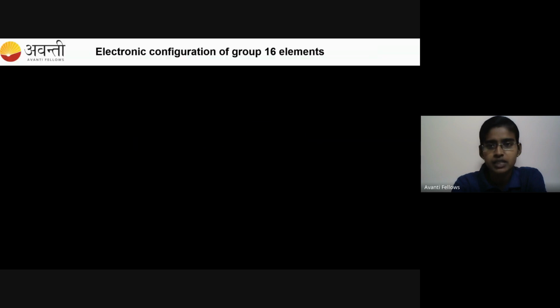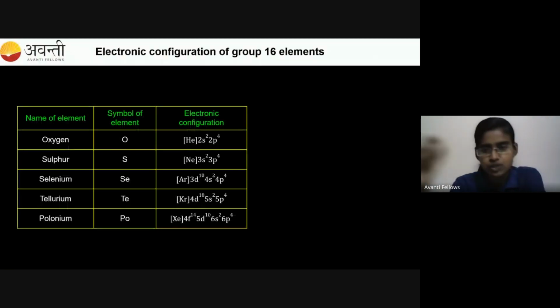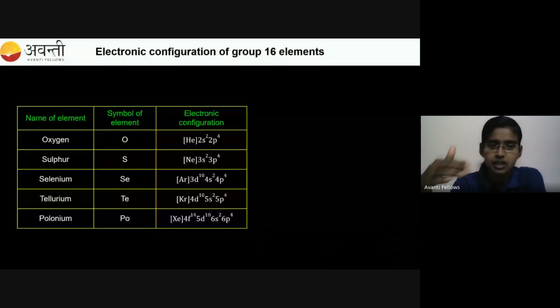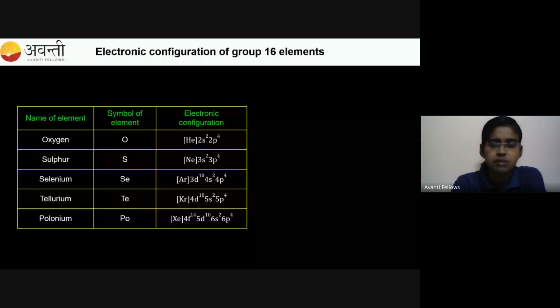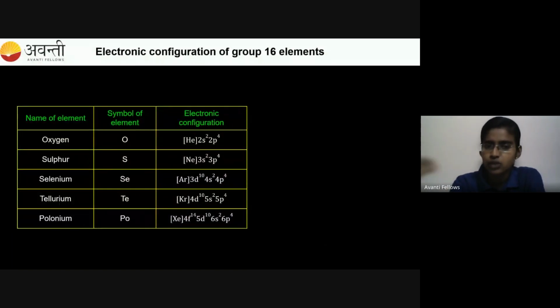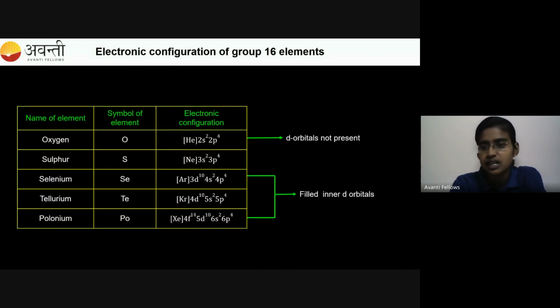The first physical property is the electronic configuration. I already told you that the general configuration is ns2 np4 for this group, and specifically for oxygen it is 2s2 2p4, because oxygen belongs to the second period, and for sulfur it is 3s2 3p4. Like this it goes on. But when you come to selenium, d orbitals also come into existence, and for tellurium also the same thing. For polonium, f orbitals and d orbitals both come in. Oxygen doesn't have d orbitals. Sulfur will have d orbitals, but they are empty. But the remaining three elements have filled inner d orbitals.